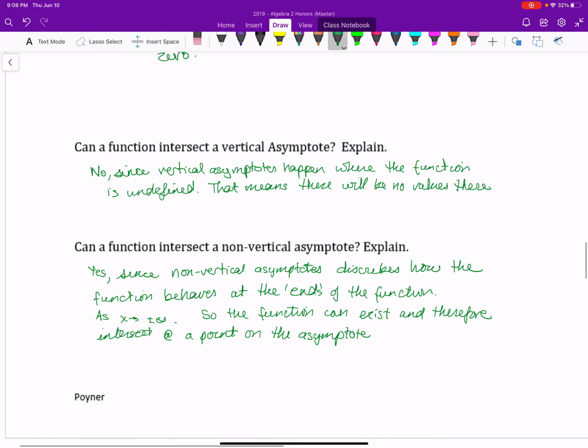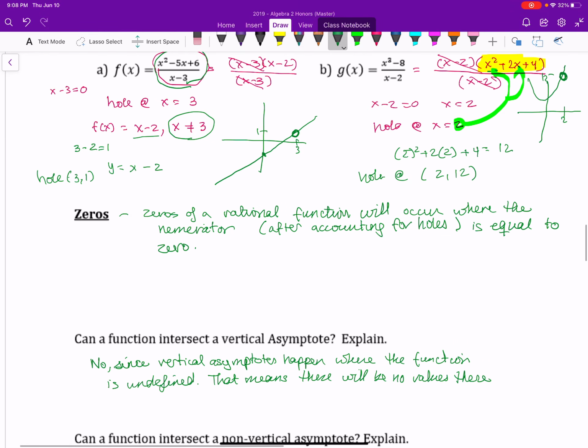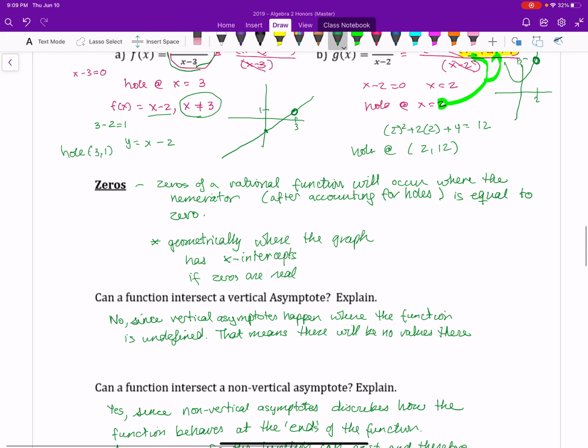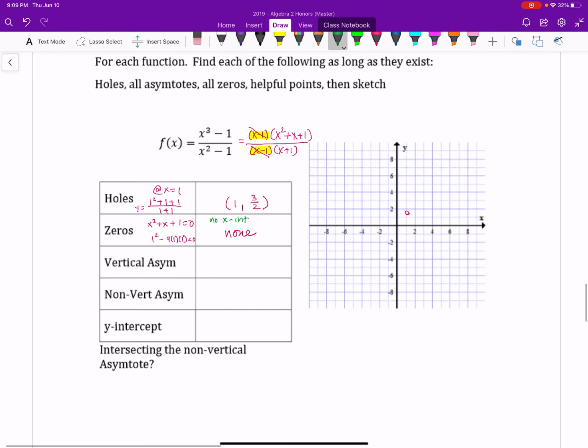So maybe that's a good idea just to add to your definition for zeros. Keep in mind, geometrically, where the graph has x-intercepts, if zeros are real. And in this case, the zeros would not be real, so that's not plottable. We're not going to put it in.